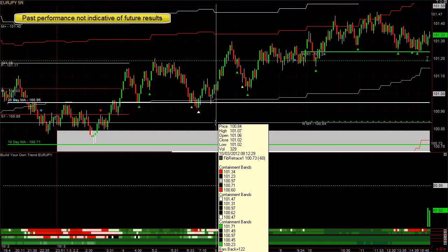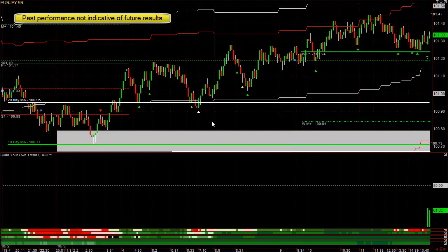Here's 805, right? So you can see it's already pulled back from its high. It came down to the hourly moving average, 20-day moving average, and found support. And coming up to 8 o'clock, it also had a little bit of a pullback right here.